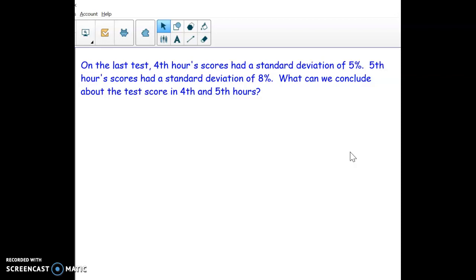Importantly, this does not mean that 5th hour did better, right? They had a higher standard deviation of 8% compared to 4th hour, but that's not what it means. It doesn't mean better. It means they were more spread out, right? In fact, they could have done worse, but they would just be more spread out from a lower mean. So again, it's a measure of how spread out they are.